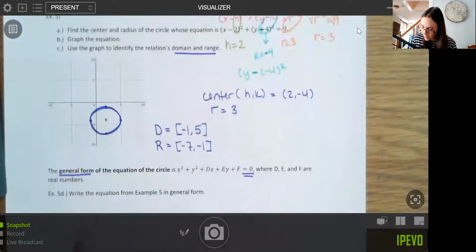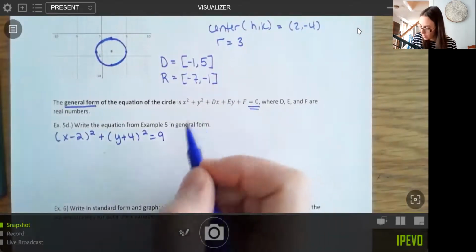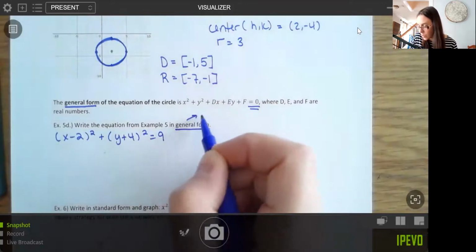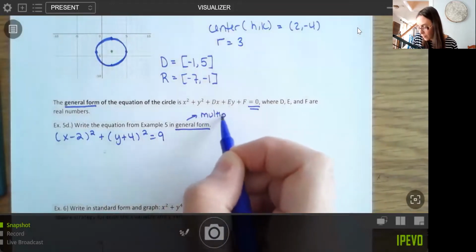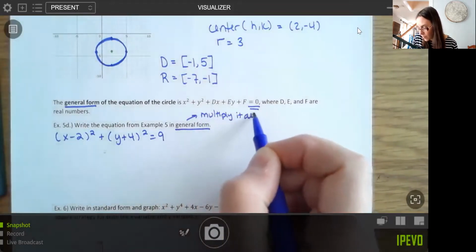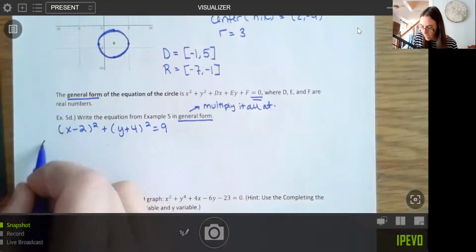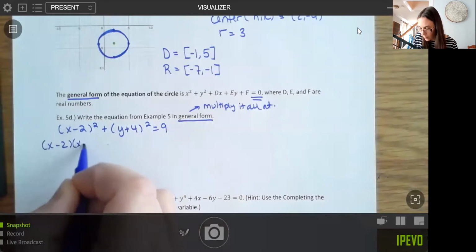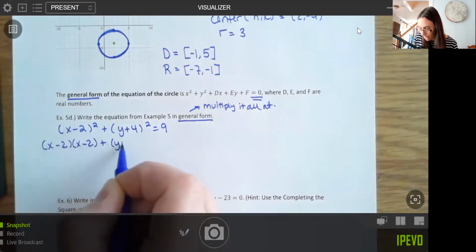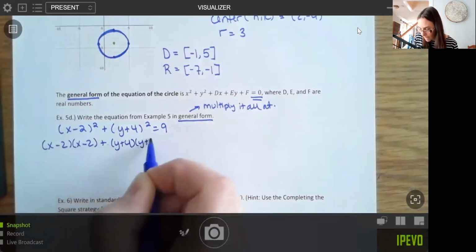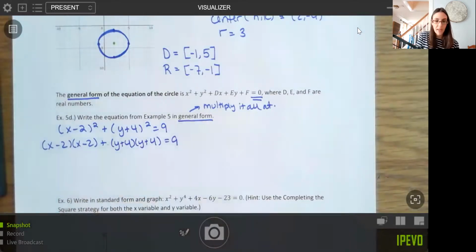So let me just rewrite our example down. It was (x - 2)^2 + (y + 4)^2 = 9. If you want to write this in the general form, basically what you need to do is just multiply it all out. So for squaring, you're going to have to actually FOIL that out. So I'm going to start with that first.